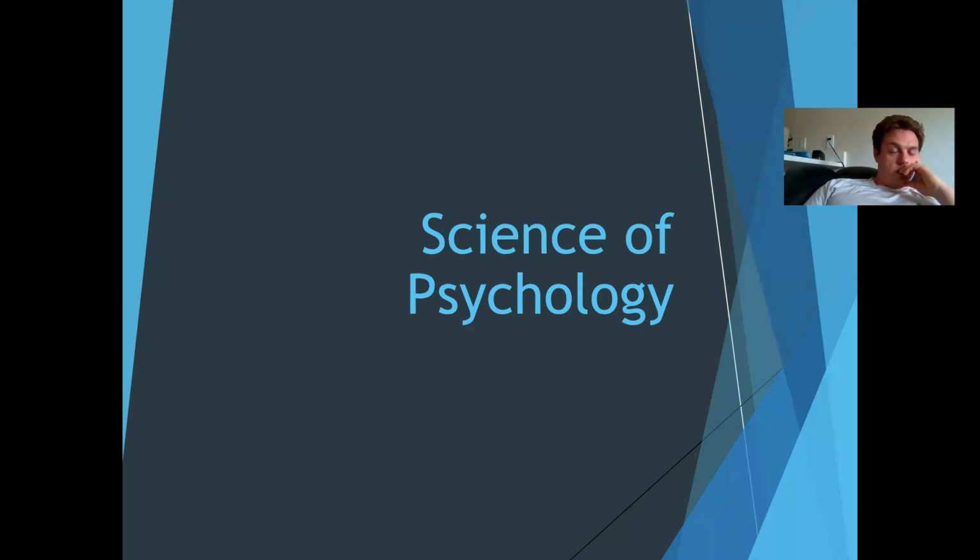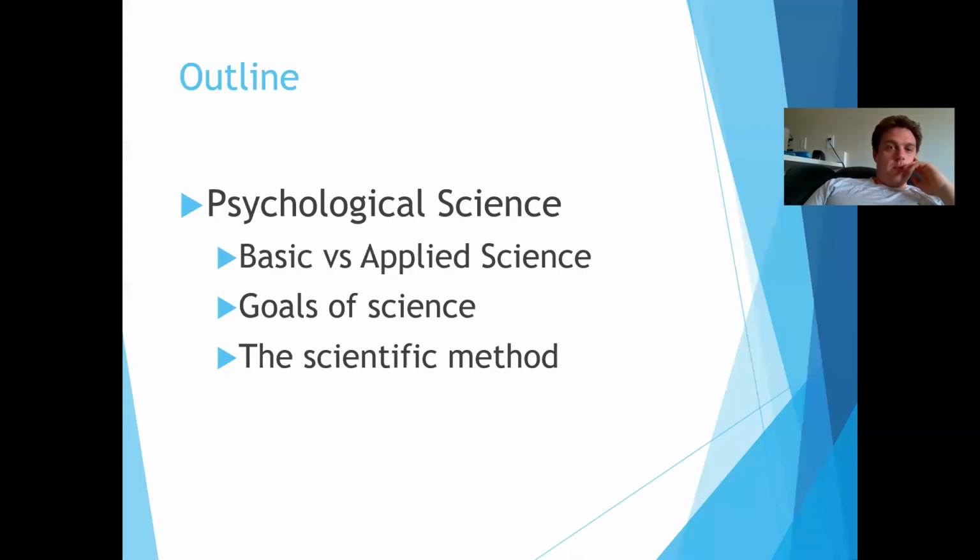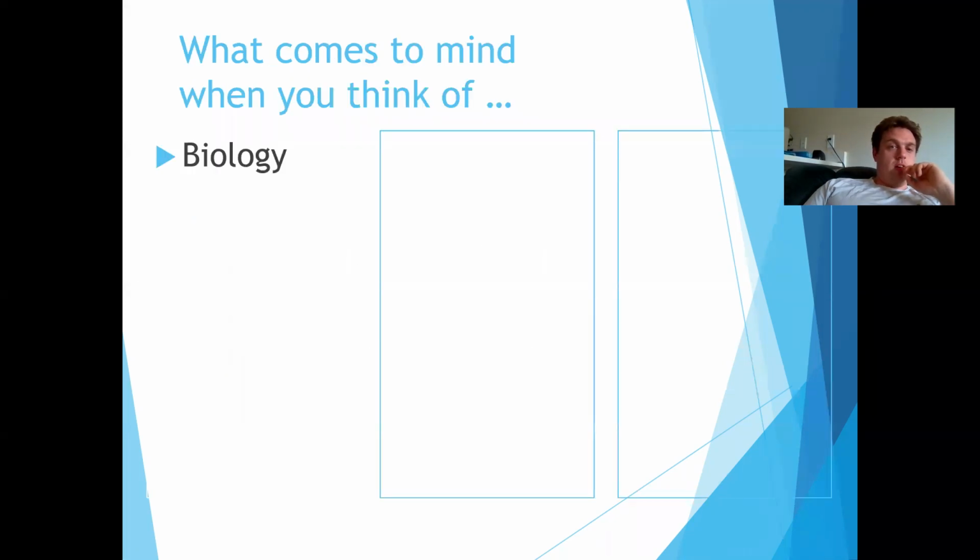So these are all topics we're going to talk about today that we'll kind of revisit throughout the semester, or our 4-week semester rather. But I just want to give you an overview of them and how they connect to the bigger picture of science, of psychology being a science. So we'll talk a bit about basic versus applied science, goals of science, and the actual scientific method.